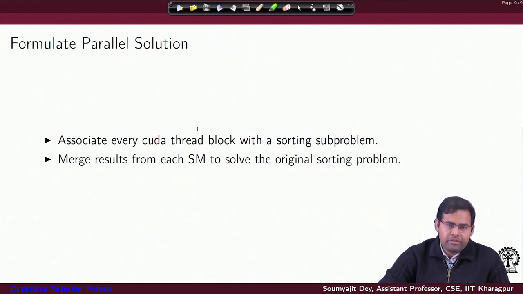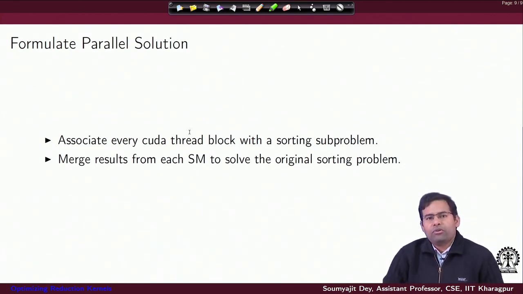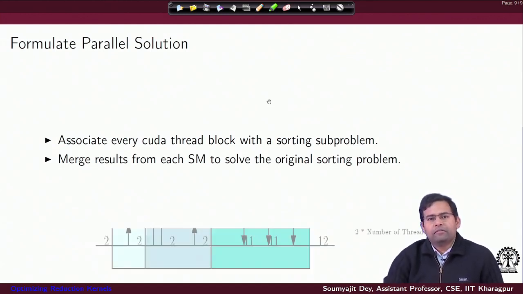Overall we can summarize like this: associate every CUDA thread block with a sorting subproblem. If we have a significantly large array to sort, you define CUDA thread blocks for each of the subarrays, and then you apply the merge on the results from the different thread blocks that you derive. So at the end you have to merge results from each of the SMs and solve the original sorting problem.